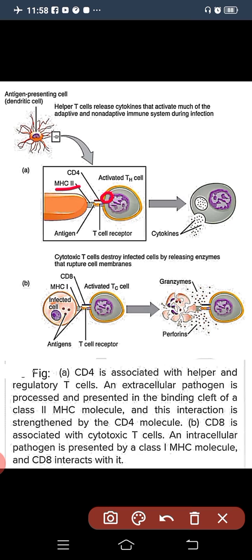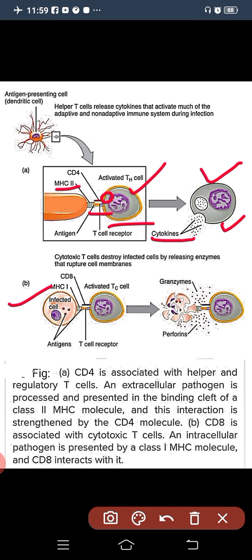And when it is activated, when MHC with antigen is recognized by the T cell, then there is an activation of the T cell. Activated T cells release cytokines, a number of protein molecules secreted by T cells, and these cytokines destroy infected cells by releasing enzymes that rupture the cell membrane. Then whatever pathogen we have, these enzymes will be secreted on it and destroy it.